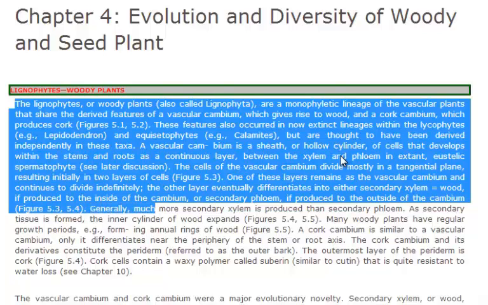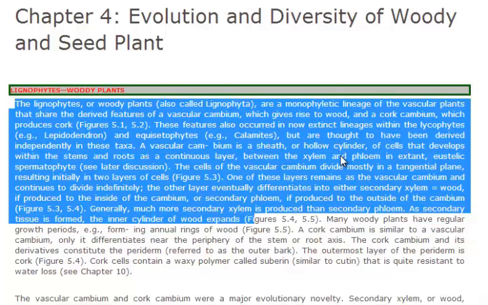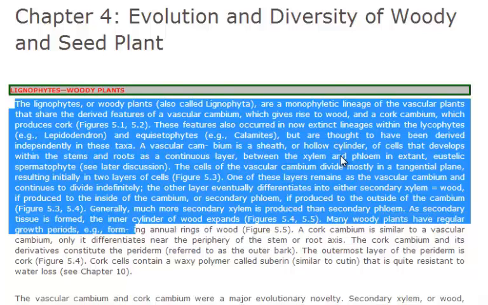Generally, much more secondary xylem is produced than secondary phloem. As secondary tissue is formed, the inner cylinder of wood expands. Figures 5.4, 5.5. Many woody plants have regular growth periods, for example forming annual rings of wood. Figure 5.5.